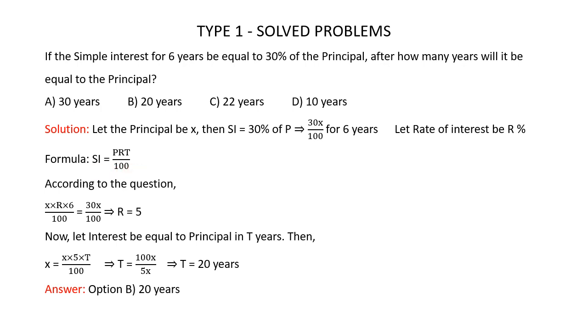Then we get X is equal to X multiplied by 5 multiplied by T divided by 100. On cross multiplication, we get T is equal to 100x divided by 5x. And on solving this, we get T is equal to 20, which means time is 20 years. So the correct answer is option B, 20 years.